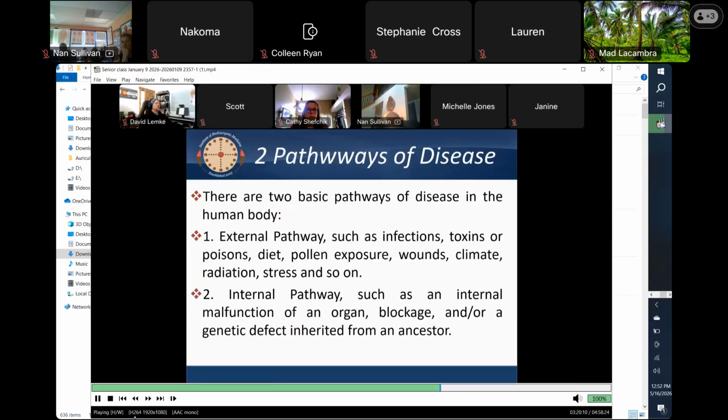There's two pathways of disease, two basic pathways of disease in the human body. The external pathways, such as infections, toxins, or poisons, diet, pollen exposure, wounds, climate, radiation, stress, and so on. And then there's the internal pathway, such as an internal malfunction of an organ, a blockage, and or a genetic defect inherited from an ancestor.